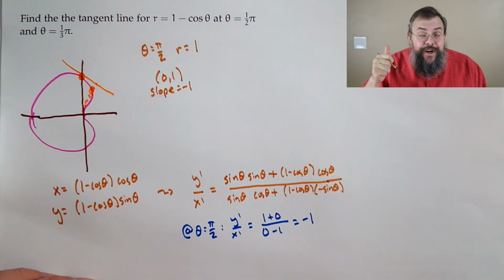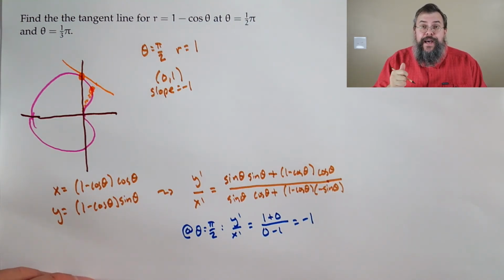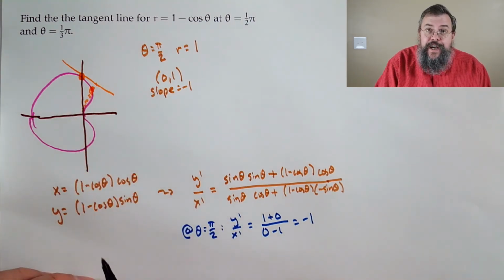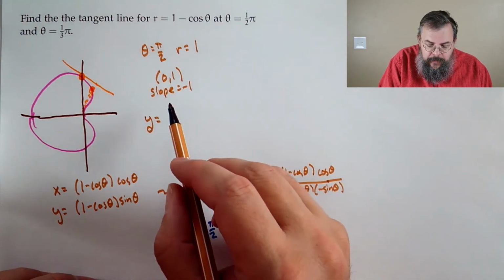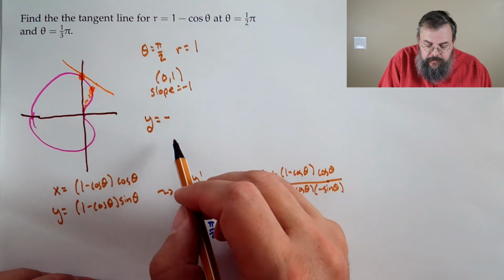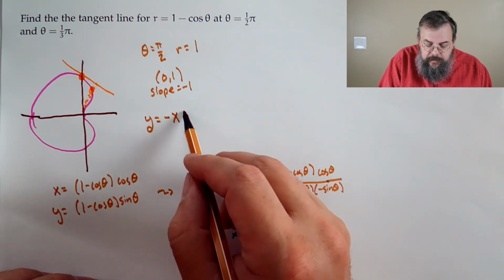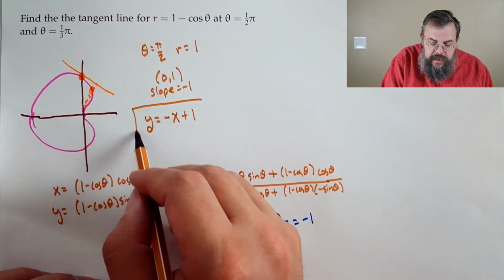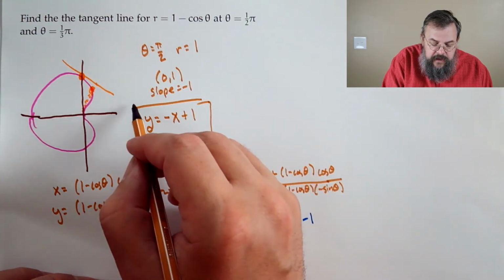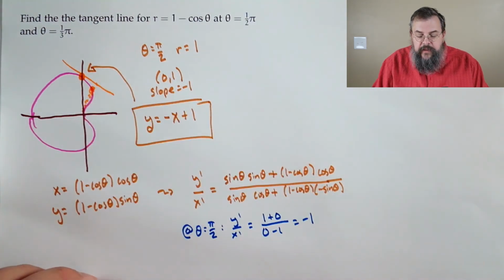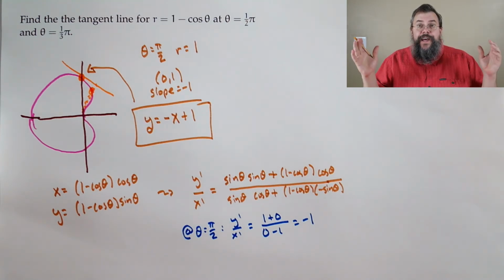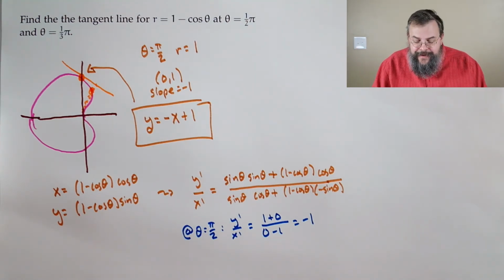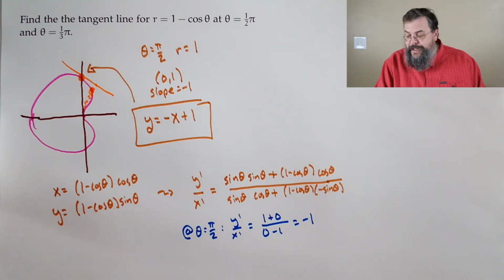We have our point. And not only is it our point, look at what kind of point we have. It's the y-intercept. So we can say our y equals m, which is minus 1, times x plus b. So y equals minus x plus 1. That's the tangent line there. All right. Well, that's great. Beautiful answer.